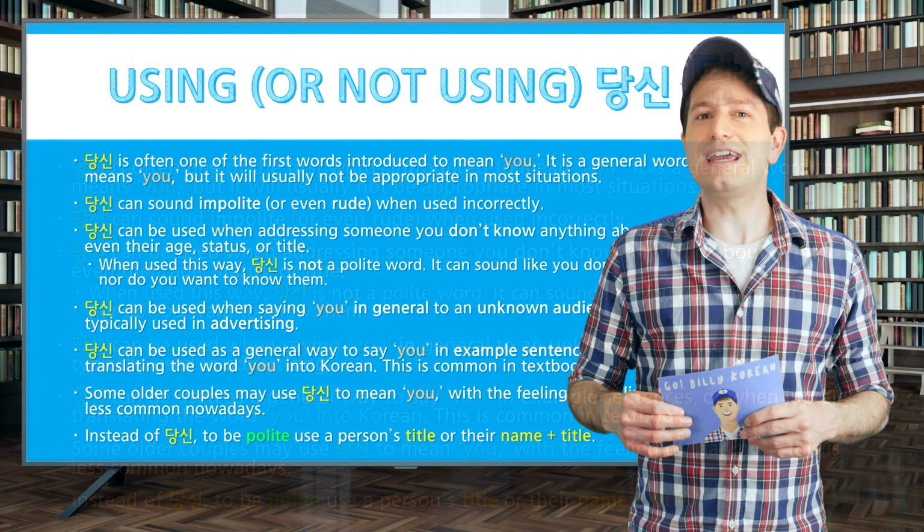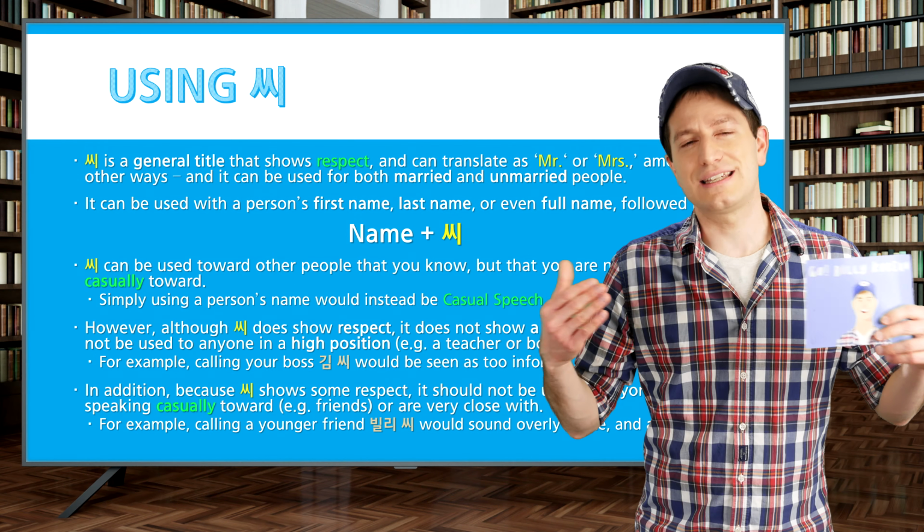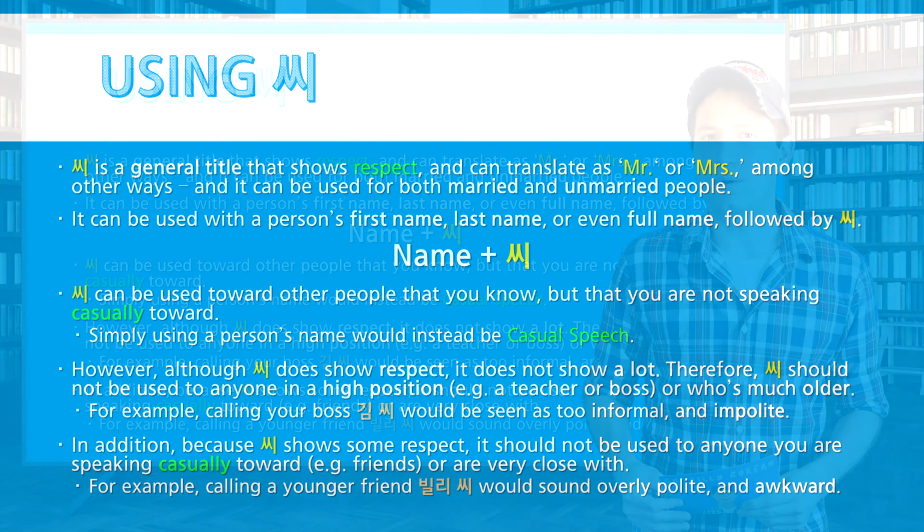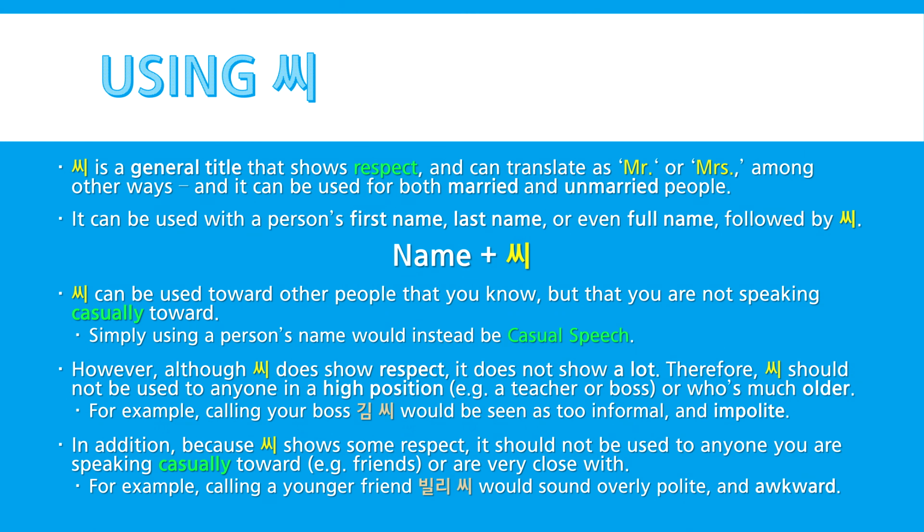First, let's talk about a commonly used title, and that is 씨. Now, 씨 is a general title for showing respect to someone else, and can translate as Mr. or Miss, among other ways, and it can be used for both married and unmarried people. It can be used with a person's first name, last name, or even full name, followed by 씨. 씨 can be used toward other people that you know, but that you're not speaking casually toward. Simply using a person's name would instead be casual speech.